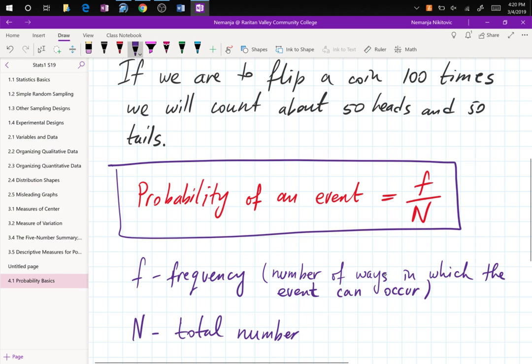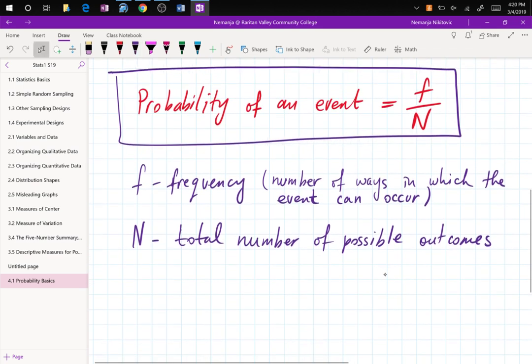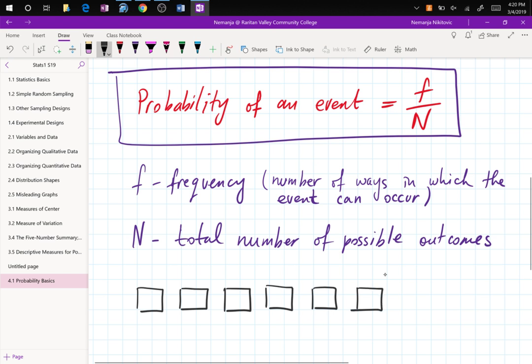That's it. Total number of possible outcomes. So now I'm going to draw 6 of these, representing 6 different faces of a die.